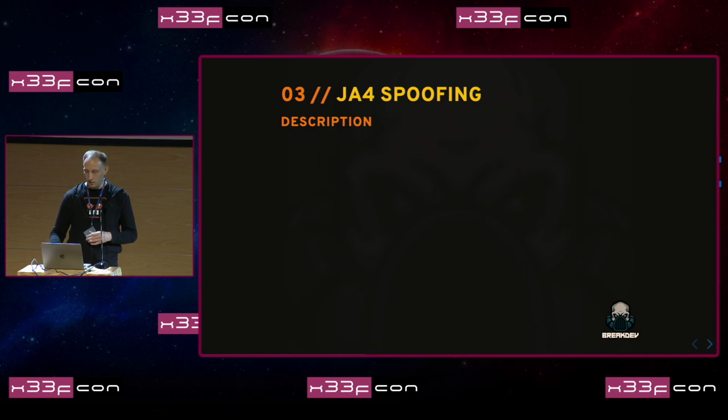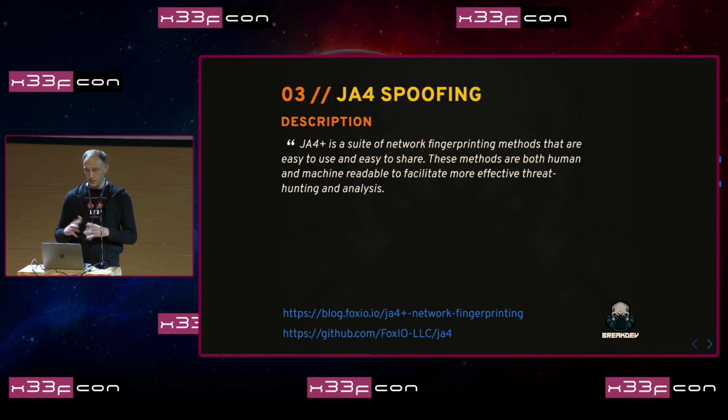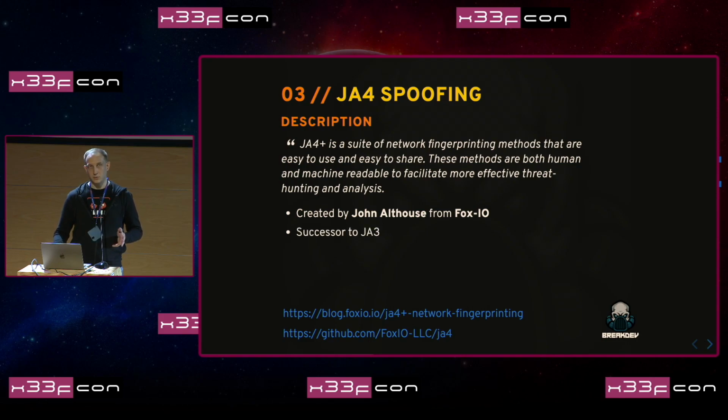Let's talk more about JA4. JA4+ is essentially a suite of network fingerprinting algorithms. It generates signatures for several different types of handshakes, but in this talk we will focus only on the TLS handshake. I have to credit John Althouse from FoxIO, who made JA4, a really great guy. I talked to him briefly about a few things. It is a successor to JA3, which I think was released by a different company before, and now John is releasing JA4 under his own company, if I'm not mistaken. In general, JA4 is a signature generated from the TLS handshake Client Hello packet.